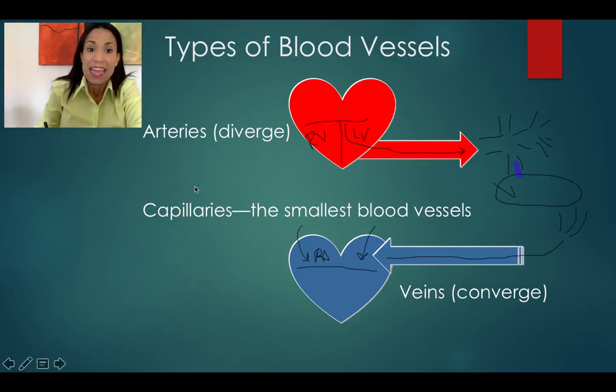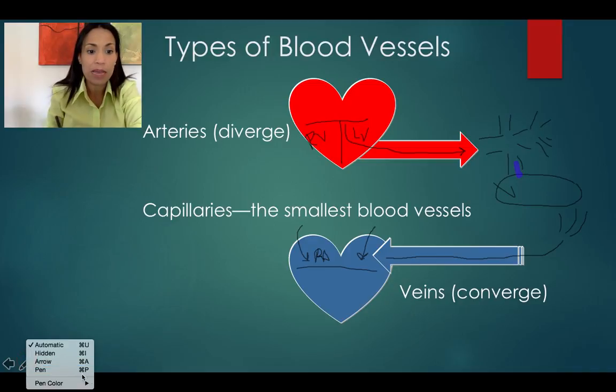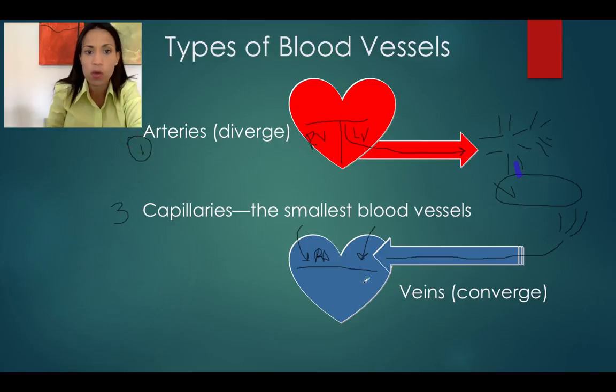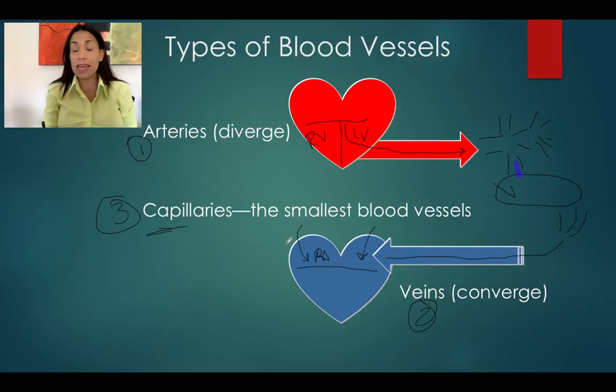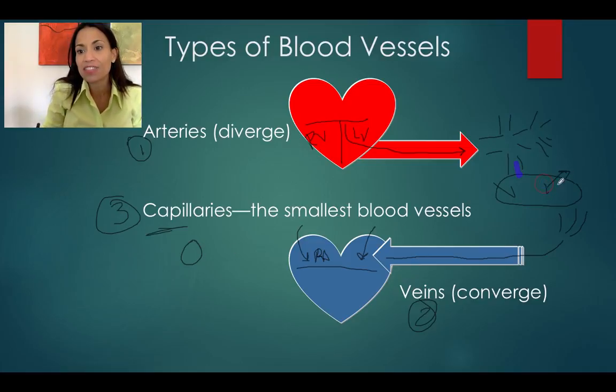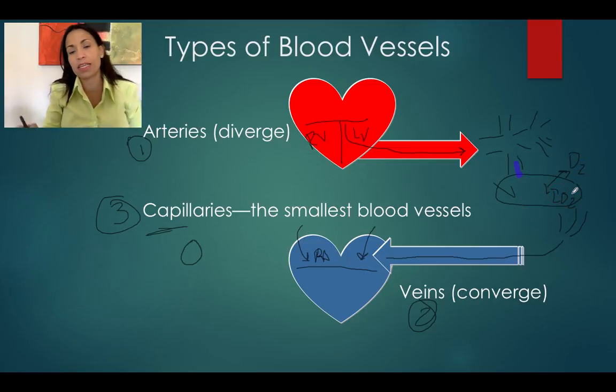Now, in between the arteries and veins, we have a third type of blood vessel that is called capillaries. Okay, so this is one, this is two. Capillaries are the third type of blood vessels, and those are the smallest ones. They consist, we will see, of a single layer of cells, and this is where the gas exchange occurs, the oxygen and CO2 exchange between the tissue and the blood.